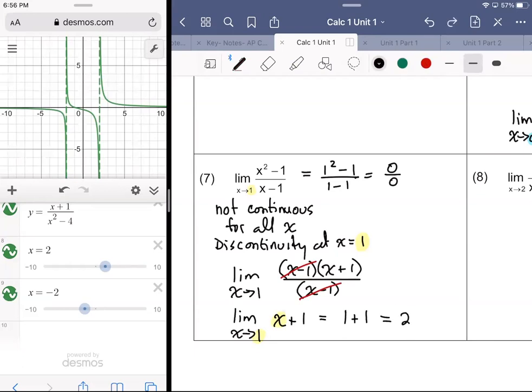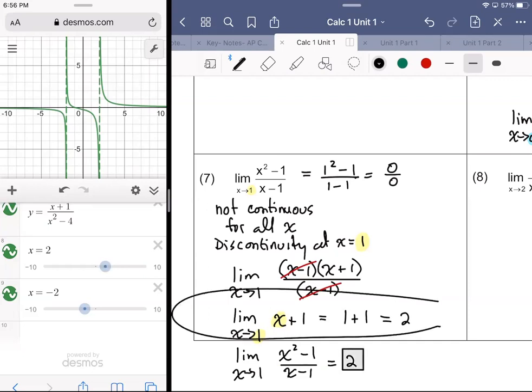And specifically, you just got to be clear about this. That's the limit of the original function, even though it's the limit of the new function, the simplified one. That's not what the question was asking us. It was asking us what's the limit of the original function. So our final answer would be this rather than just saying this.